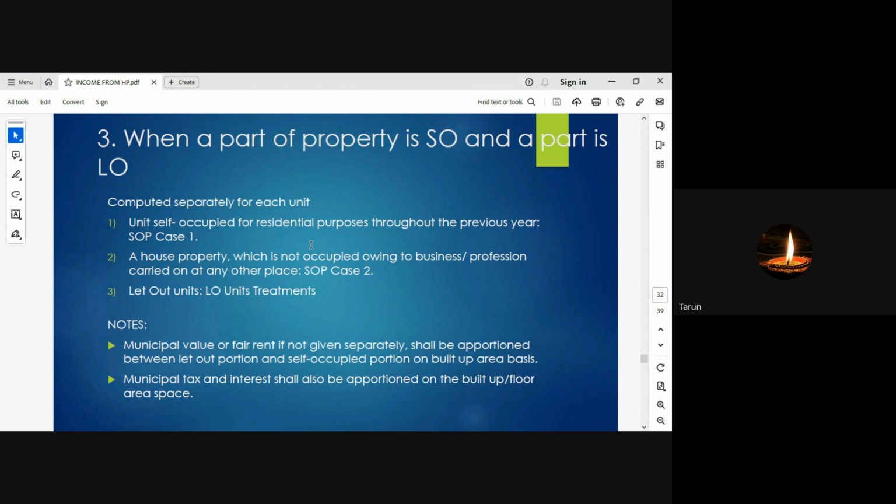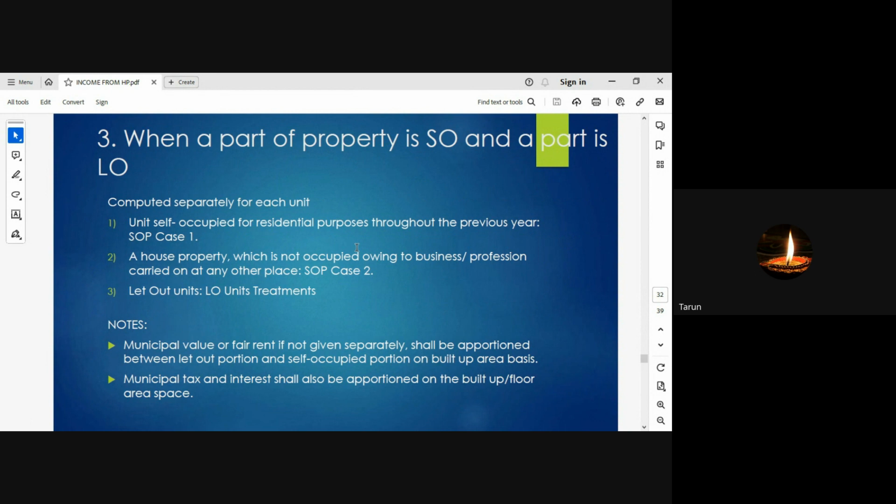So let's begin. You need to calculate the income from house property separately, because the rules for let out cases are different and the rules for self-occupied are different. I already told you that when we talk about let out cases, the same rules are to be followed, and when we talk about self-occupied, the same format and same rules need to be followed. So you need to calculate separately for each unit.